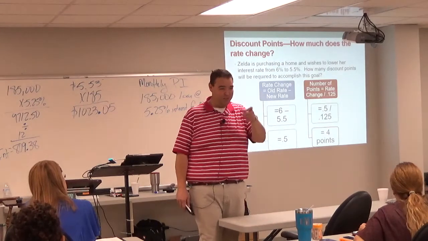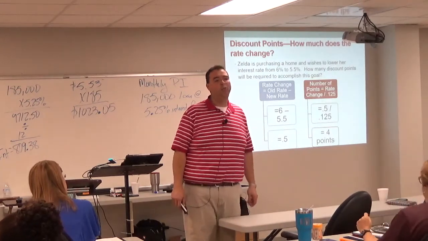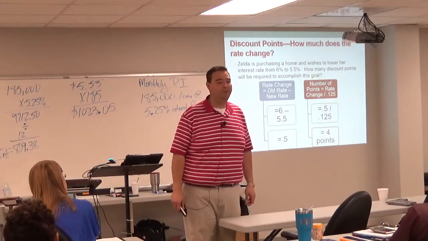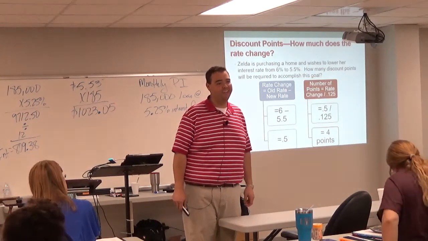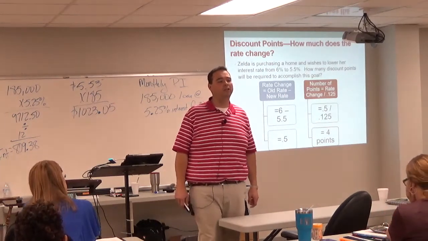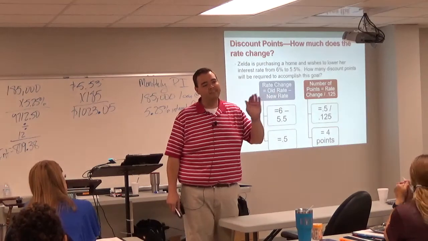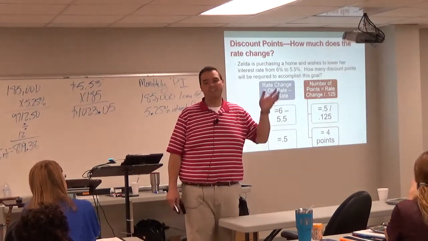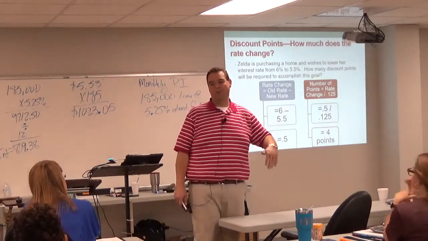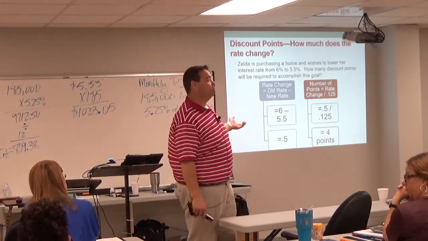8 points. That was your question from earlier, right? If you wanted to lower it from 6 to 5, how many? You need 8 points to do that. Because each one's going to lower it what? 1/8. So it takes 8 of them to lower it by a full percent.